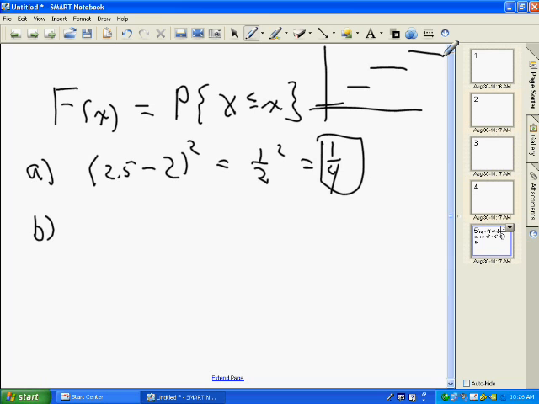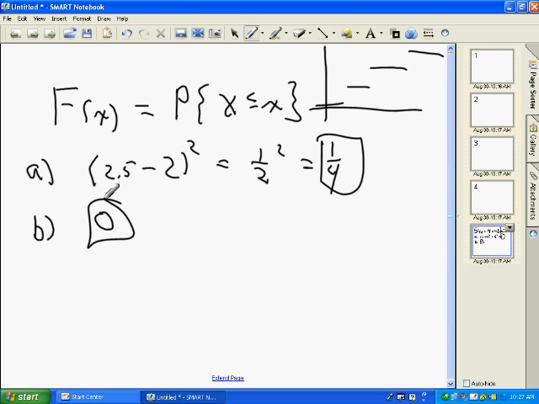If your random variable is continuous, then the distribution function will always be continuous. If a random variable is continuous, then the probability that the random variable is equal to a specific value is always 0. So for part B, the answer is 0.